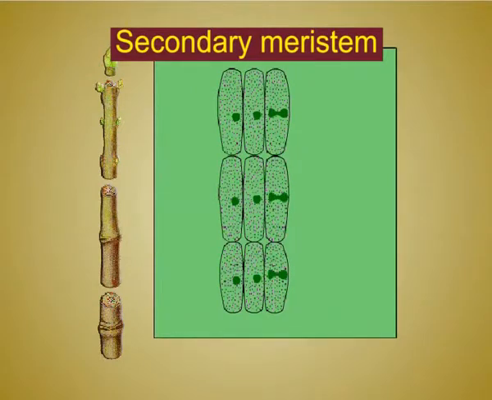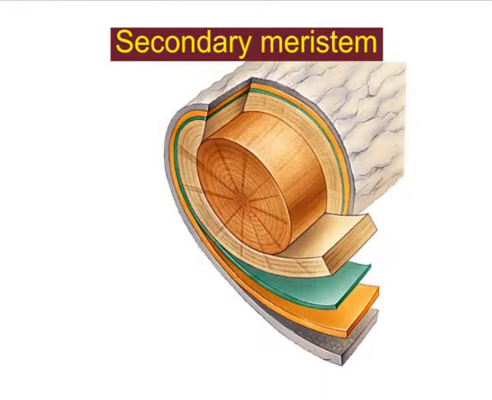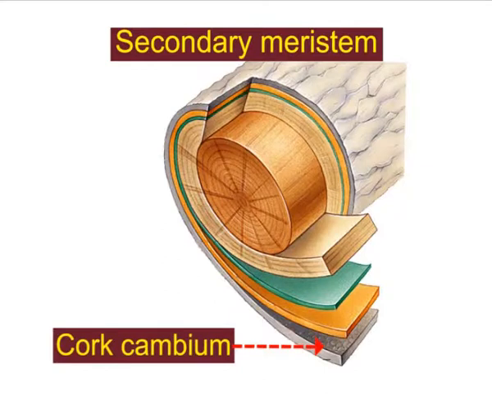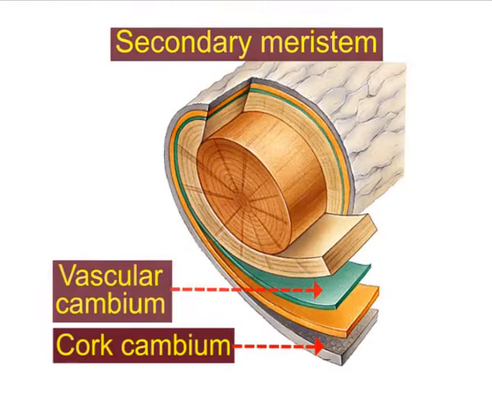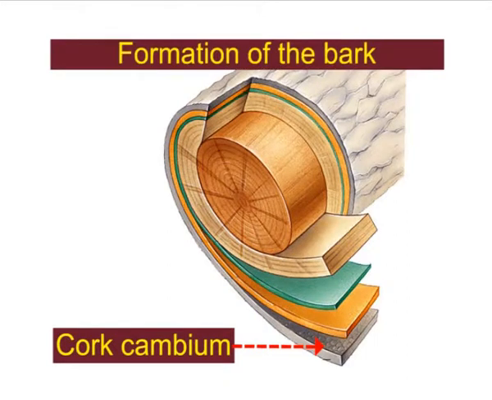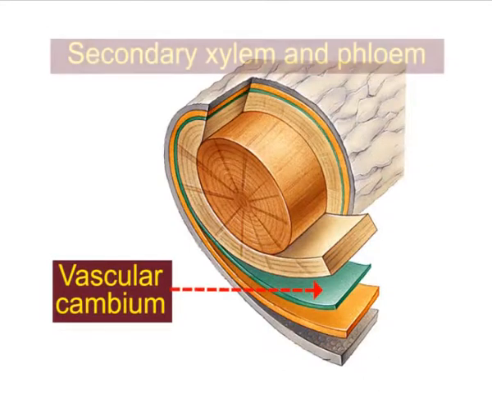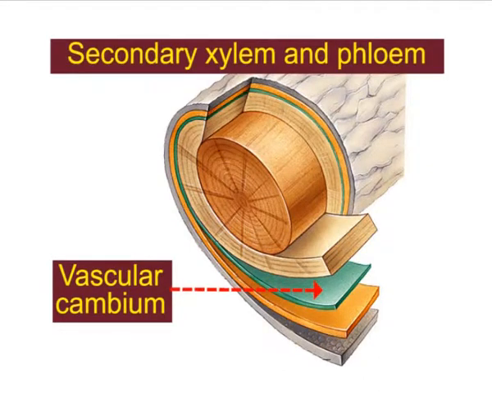The secondary meristem is involved in the thickening of the plant. There are two kinds of secondary meristem: cork cambium, vascular cambium. Cork cambium cells are responsible for the formation of the bark, vascular cambium cells form secondary xylem and phloem.